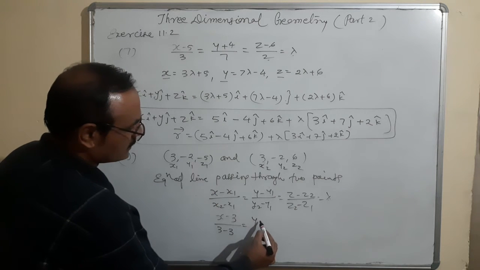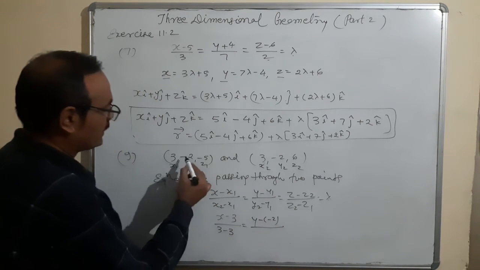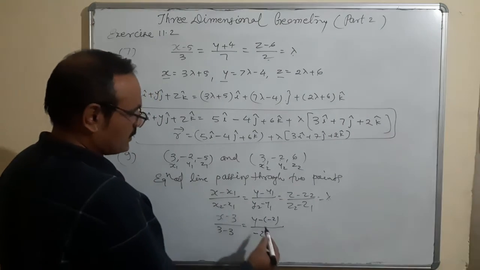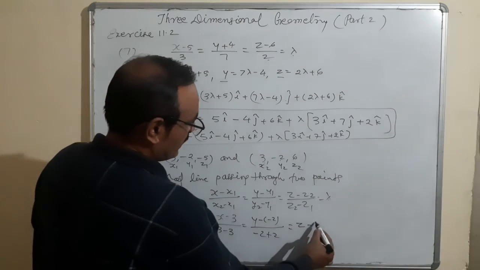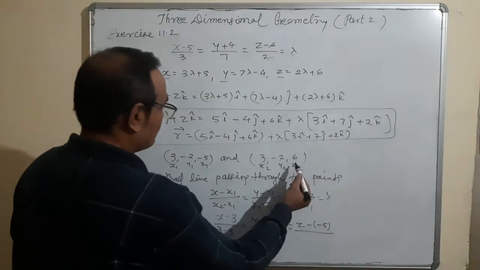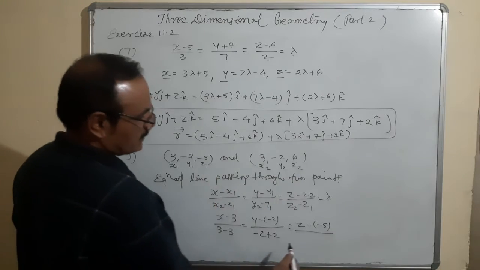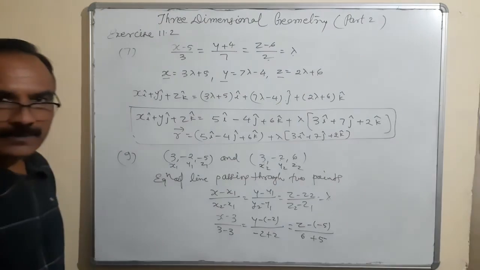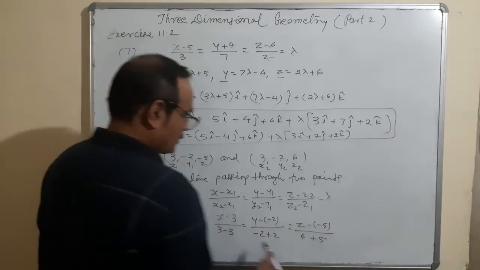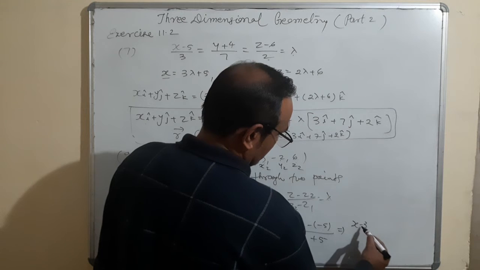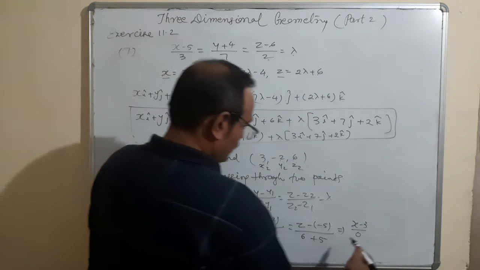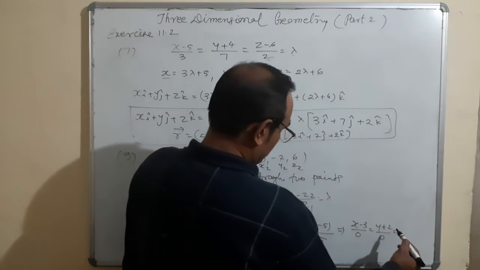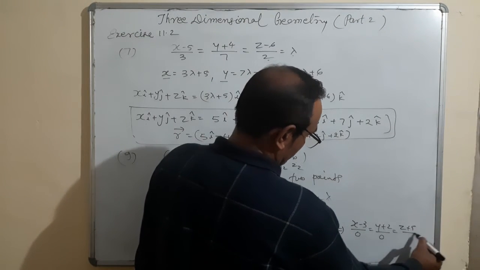y minus minus 2 upon minus 2 plus 2. Minus minus 2, it is plus 2. z minus minus 5 upon z2 minus z1, so 6 plus 5. Is it okay? Got it? So what does it mean? x minus 3 upon 0 is equal to y plus 2 upon 0 is equal to z plus 5 upon 11.